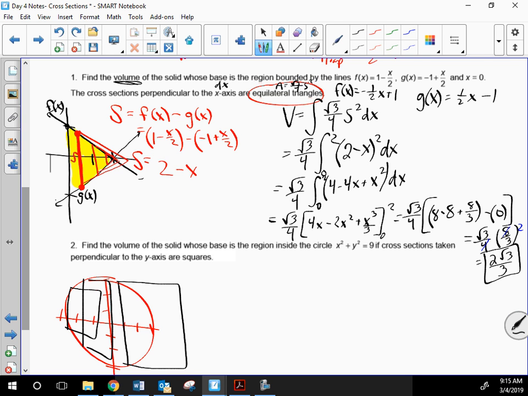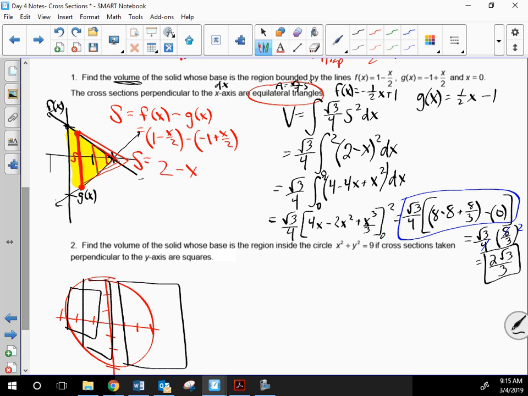Technically, our units would be units cubed. I don't know that I've ever seen them ask for units on volumes with rotation and cross sections. So who knows? Maybe this year they do. But it's a volume, so you're talking about units cubed. Again, on AP 3 spots, please stop here. But our final answer is 2 root 3. Is that right? Yes. Questions with that?